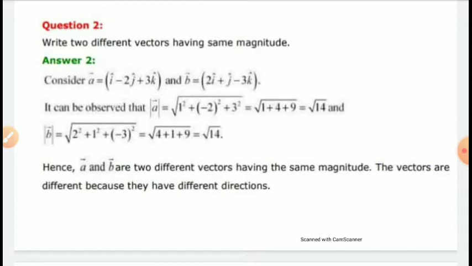Write two different vectors having the same magnitude. Two different vectors having the same magnitude. You can give your own vectors here. Here two vectors are given to you as a. Just interchange the components of any vector, then automatically they will have the same magnitude but be different vectors. Here the examples are given to you.